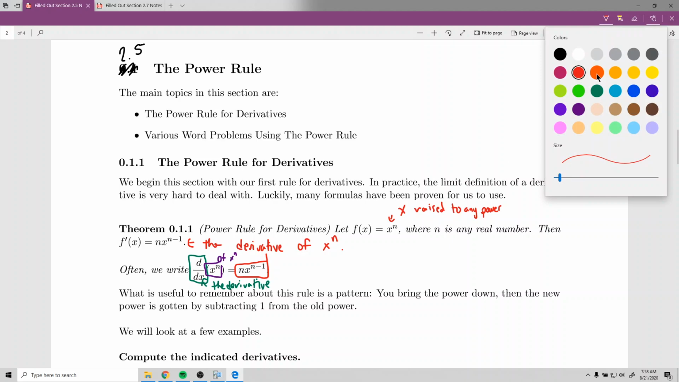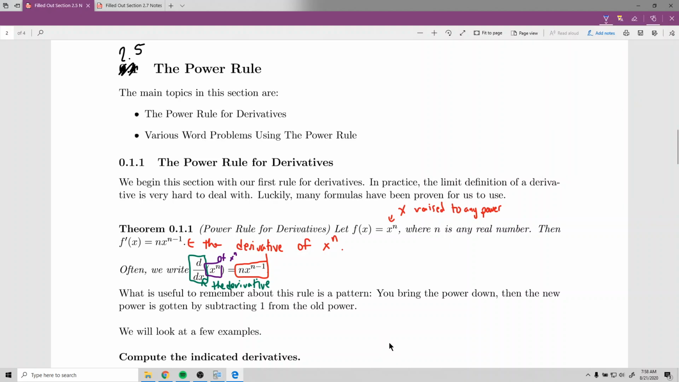One thing I like to mention about a lot of the derivative rules, similar to a lot of the log rules, is that memorizing the formula is a lot harder than memorizing what the formula says in words. So the way I like to think about it is if you move that n down to the front and then subtract 1 from the power, that's exactly what the derivative power rule says. You bring the power down, then the new power is gotten by subtracting 1 from the old power.